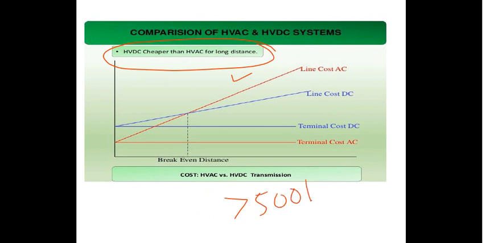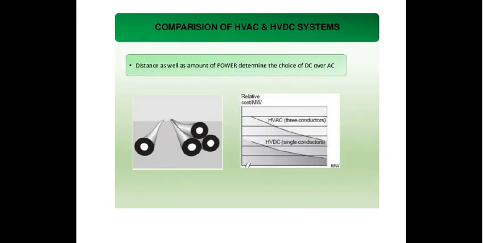Then if you look at one more parameter for the comparison, I am trying to generalize these things. The distance as well as the amount of power determines the choice of DC over AC. This is another point related to what we said in the previous slide. If you look at the second diagram here, the x-axis represents the megawatt and the y-axis represents the relative cost with respect to megawatt.